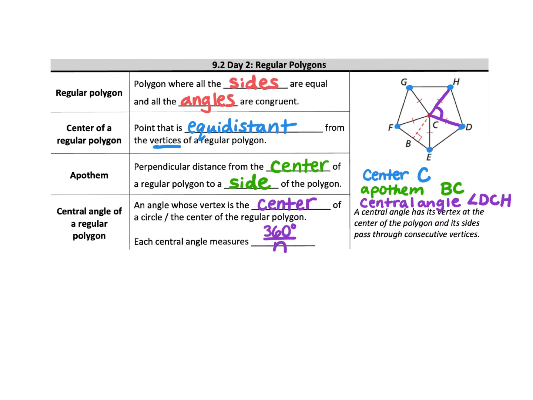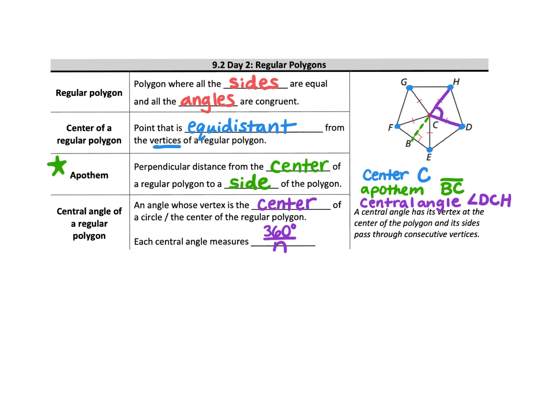The apothem is a new word, and this word is going to be important for us. The apothem is the perpendicular distance from the center of a regular polygon to a side. So in our picture here, see how this dotted line, segment BC, goes from the center and it's perpendicular to a side of the polygon? That's the apothem.